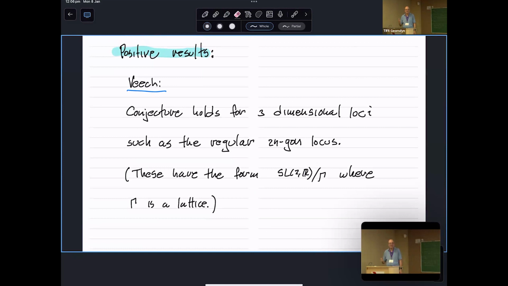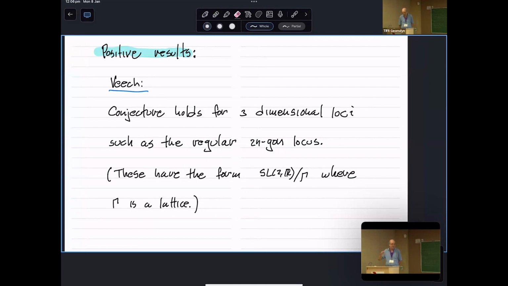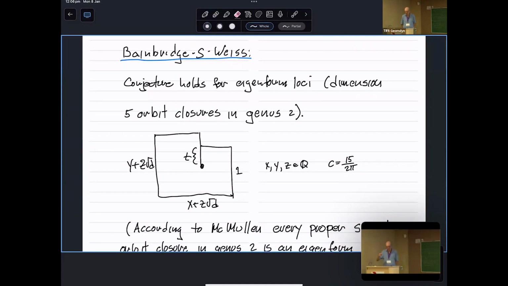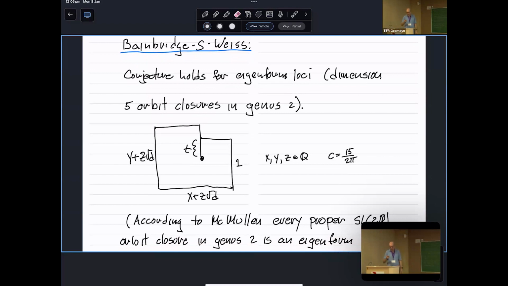Okay, so now I want to collect the evidence for and against. Okay, so the positive results. The first one was Veech, who got this story started. It was Veech's analysis that showed that for the octagon the orbit closure has the form SL2R mod gamma, where you can indeed apply this Ratner analysis and see exactly what's going on. If you look at other loci in genus 2, there are not that many. The other loci are what are called eigenform loci. According to McMullen, well, lying just a little bit, every proper SL2R orbit closure in genus 2 is one of these eigenform loci.